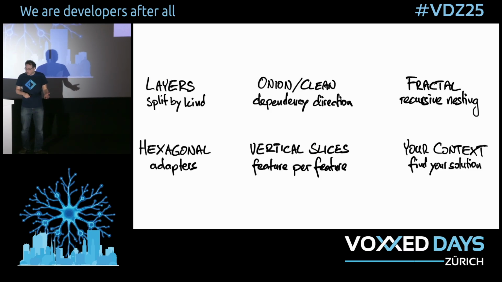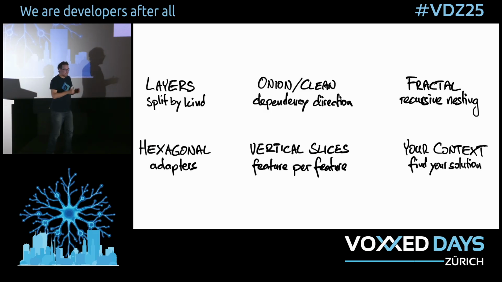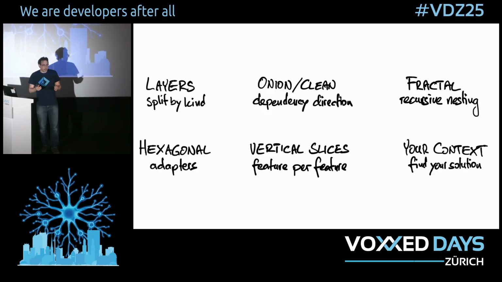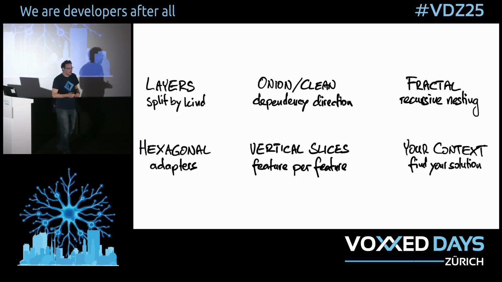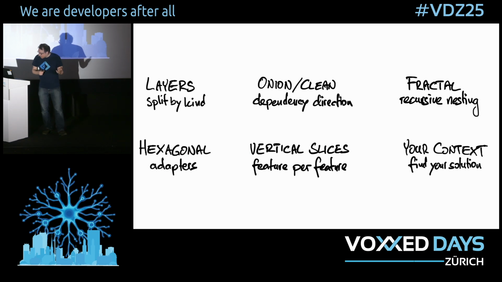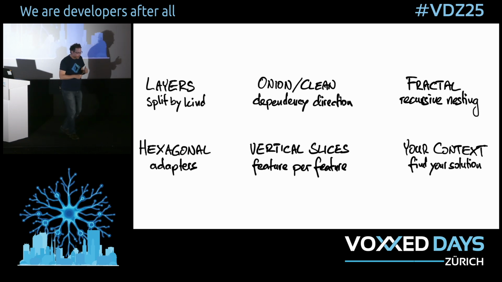We use the ideas from Fractal Architecture. We have slices within slices within slices. And we use Hexagonal. We use adapters, like the controllers are adapters. And something that I didn't mention is that when one subsystem has to talk to another subsystem, that goes through an adapter as well. Then, of course, we have vertical slices. We build the system feature per feature.